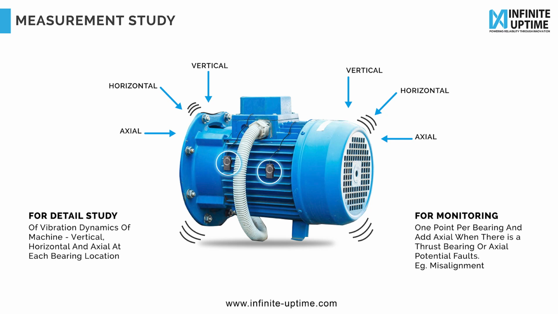In general, for a detailed study of vibration dynamics of any machine, vertical, horizontal and axial data at each bearing location is mandatory. When only monitoring is needed, 1 point per bearing, and addition of axial when there is a thrust bearing or when potential faults like misalignment might occur.